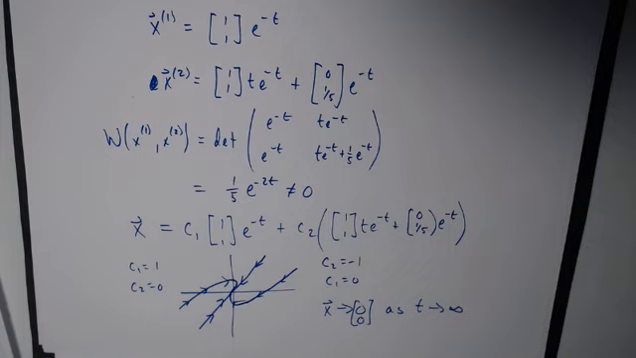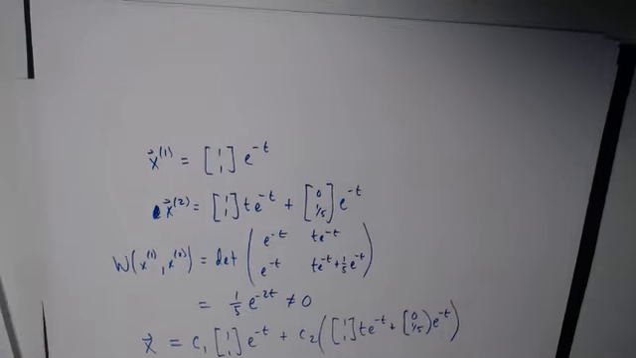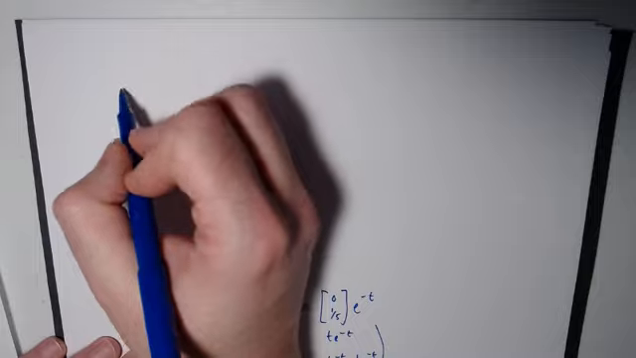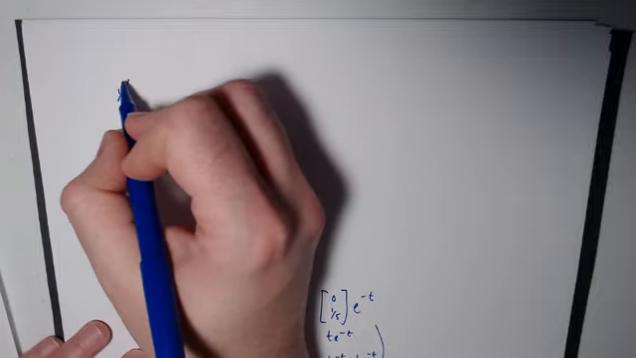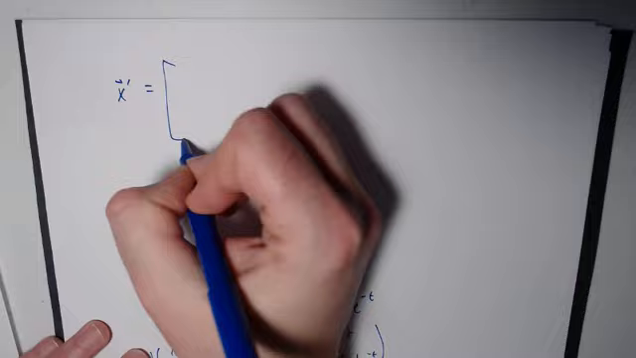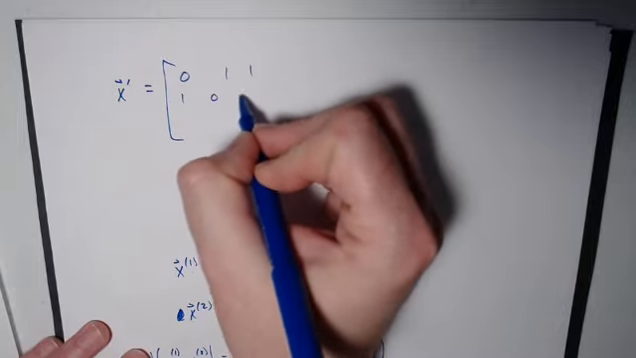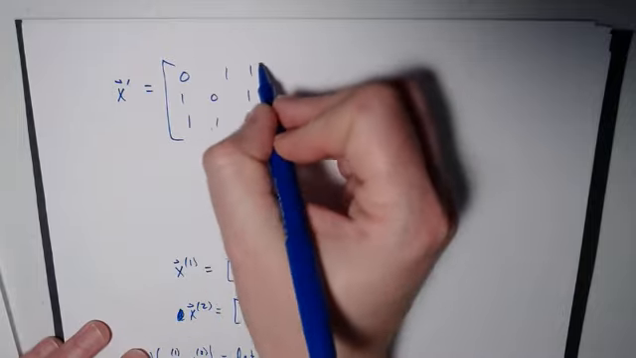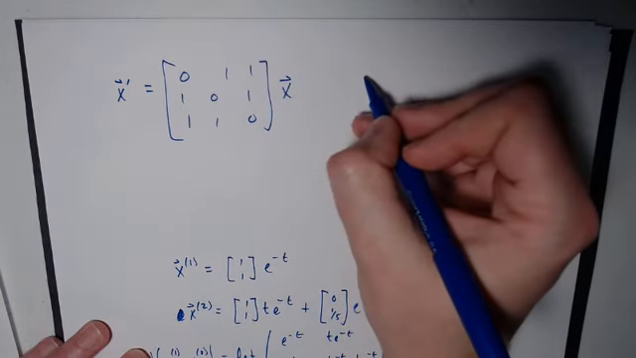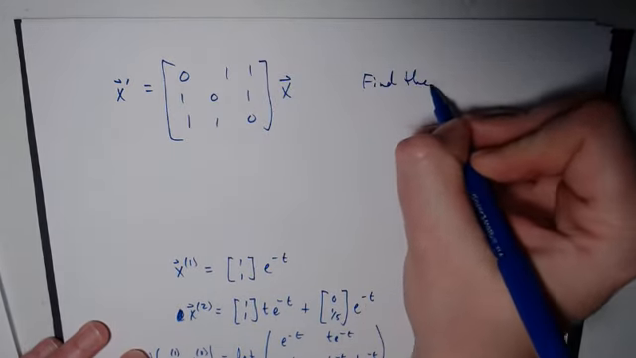So then the other thing I want to show you is what happens if you have a repeated eigenvalue, but you get linearly independent eigenvectors. And it's also worth showing a 3 by 3 system. So we're going to do x prime equals the matrix (0, 1, 1; 1, 0, 1; 1, 1, 0) times x, and we're going to find the general solution.